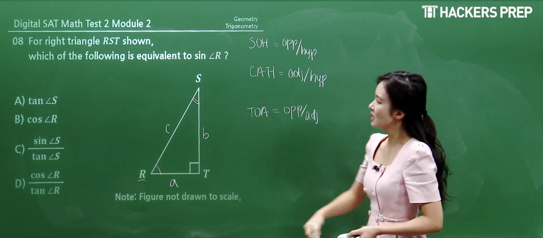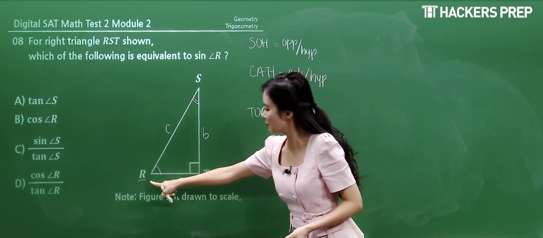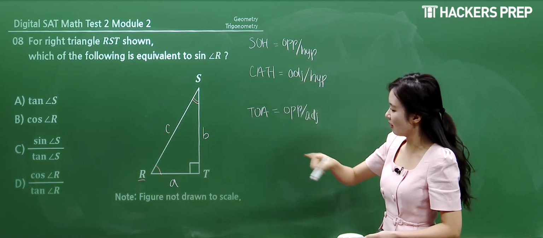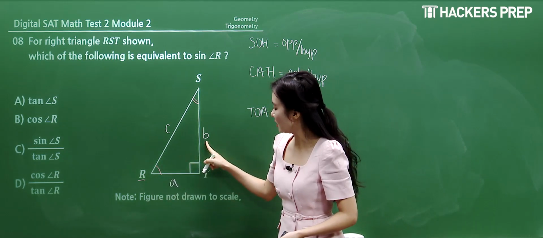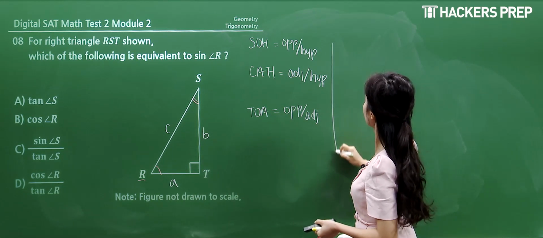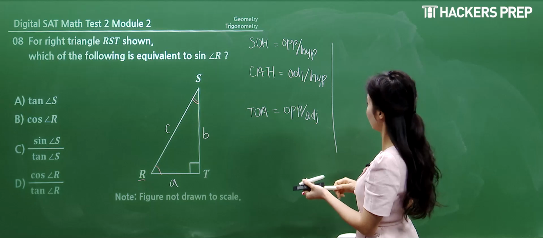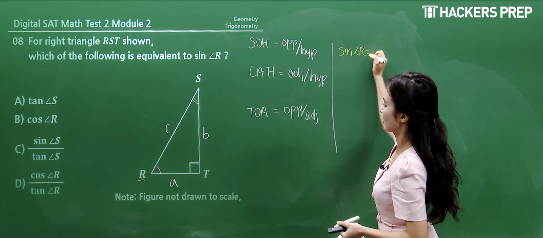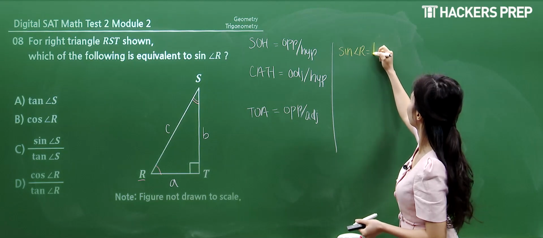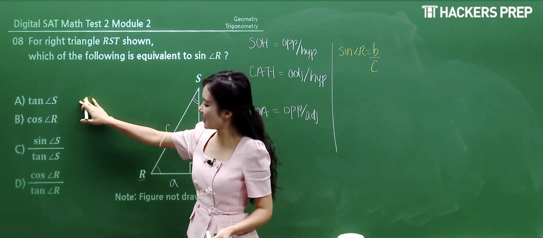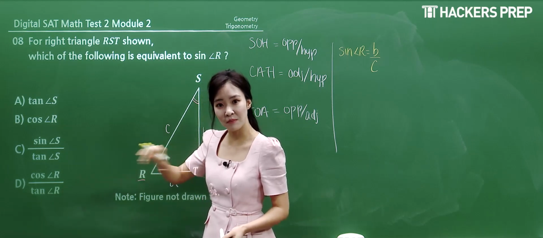So sine of R is going to be opposite over hypotenuse of the R. So opposite would be b, and the hypotenuse would be c. So this would be b over c. So then coming over here, we want to find an expression that matches b over c.